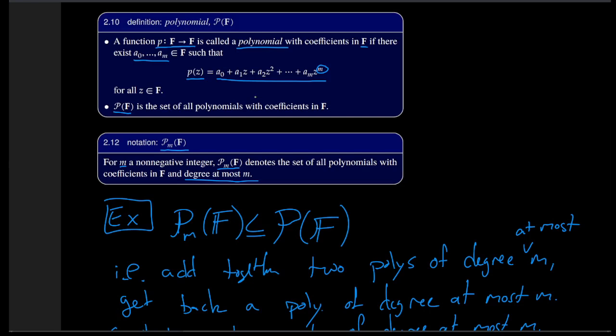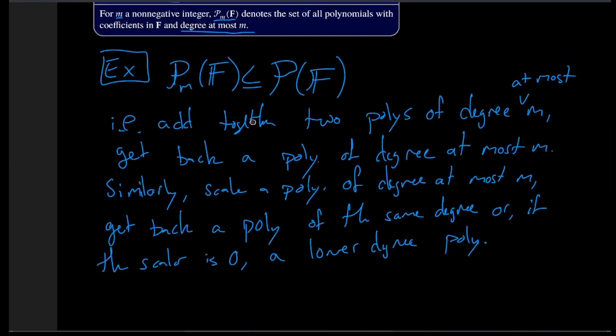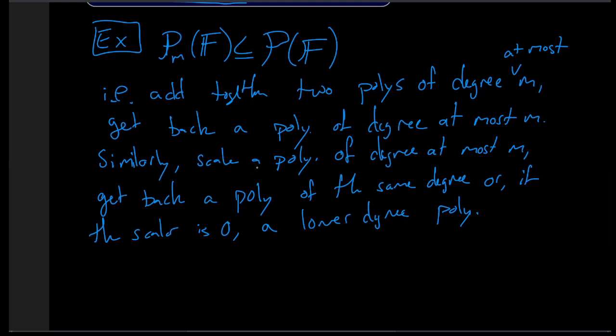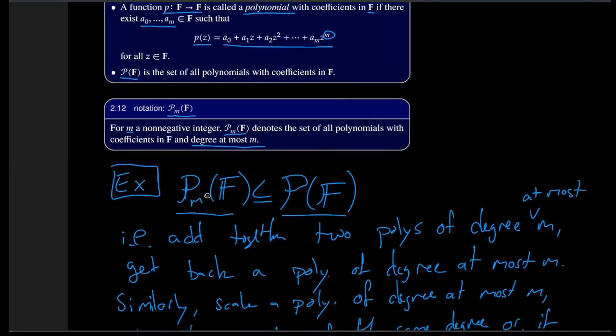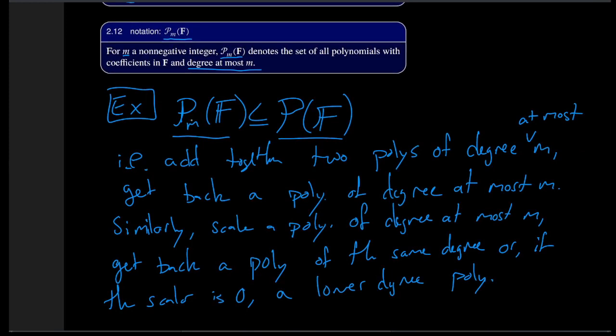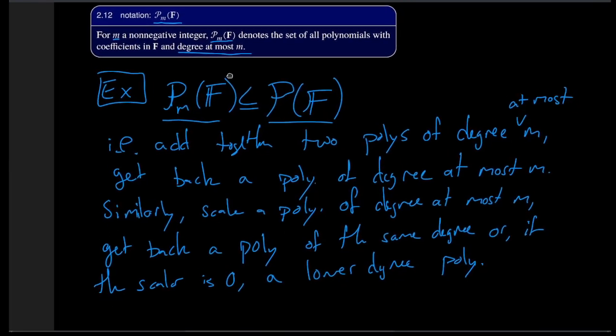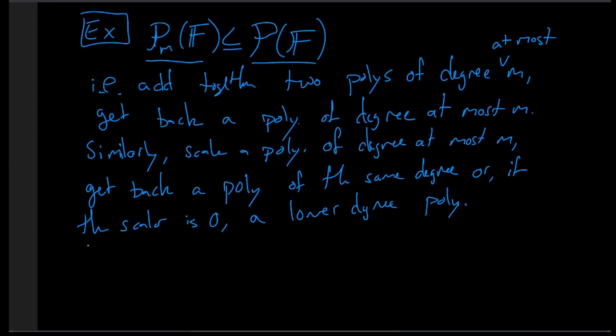But I'm assuming that everyone has added together polynomials before in lots of algebra classes and is fairly familiar with how degree works. So naturally, I think that this statement is hopefully not too surprising. Similarly, it's pretty clear that if you have a polynomial of degree at most m for m a non-negative integer, then certainly Pm of f, the polynomials of degree at most m, definitely contains the 0 polynomial. All right, cool. Easy enough.